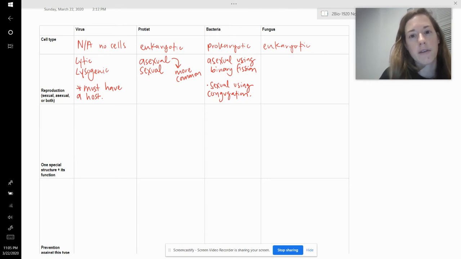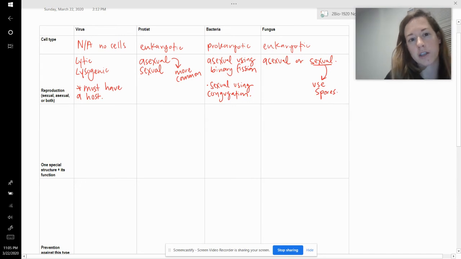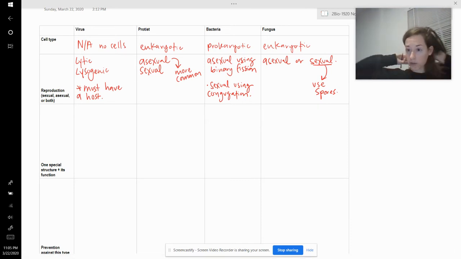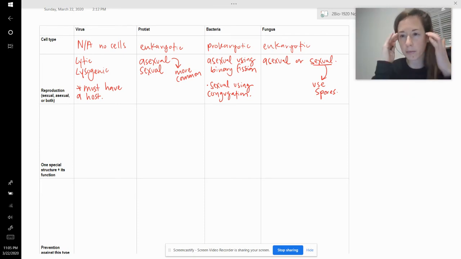And then for fungi, they are asexual or sexual. If they're sexual, then they use spores, which are basically super, super simple seeds that don't have any outer covering. And the spores would come out of the mushroom because the mushroom is like the fruiting body, which means reproductive organ of the fungus. That was in your video last week.